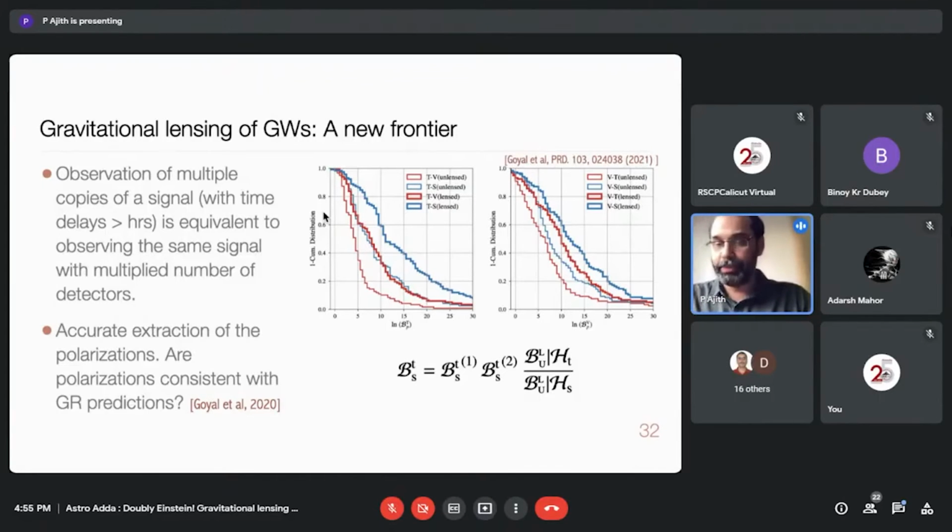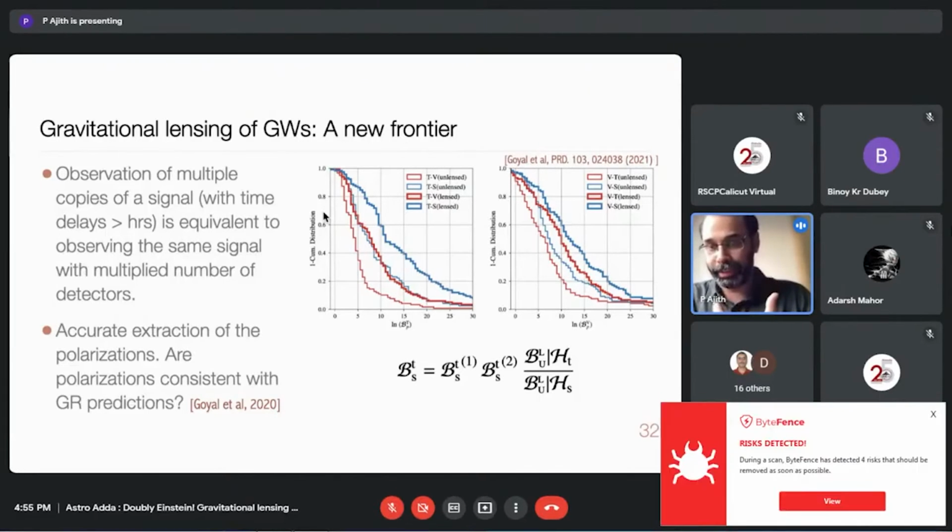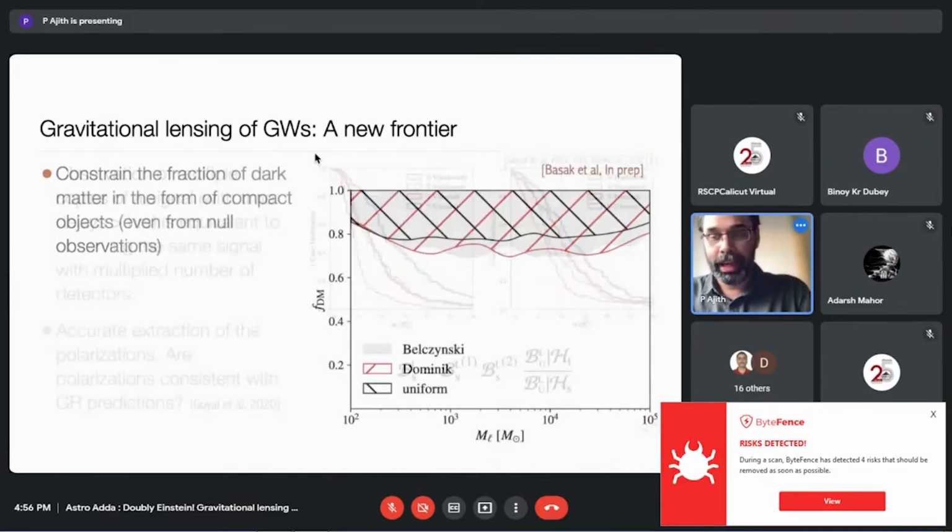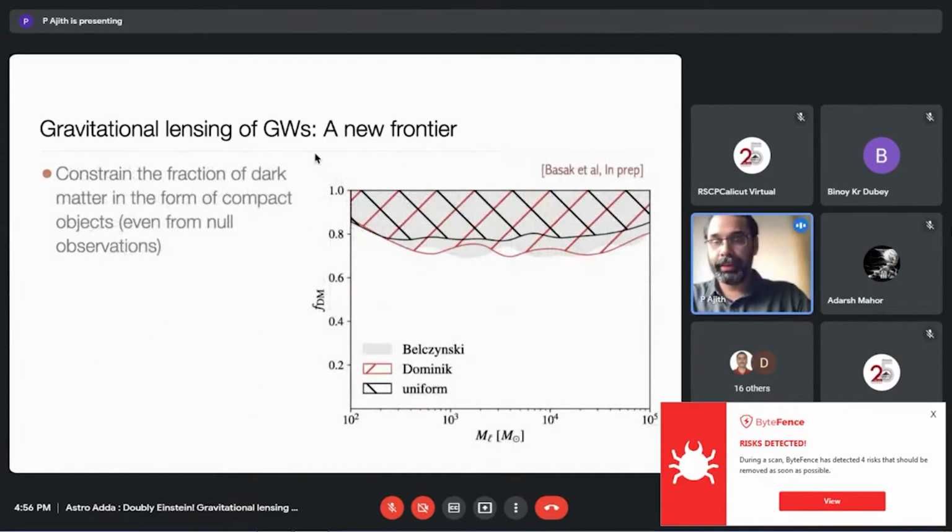And if it comes a few hours later, then the Earth would have rotated, and the same detector would measure a different linear combination of the two polarizations. So basically, one detector allows us to measure these two different linear combinations. So you're practically doubling the number of detectors to measure the same signal. And this allows us to improve the ability to disentangle the polarization modes, and it's a powerful probe of the nature of gravity and the theory itself.